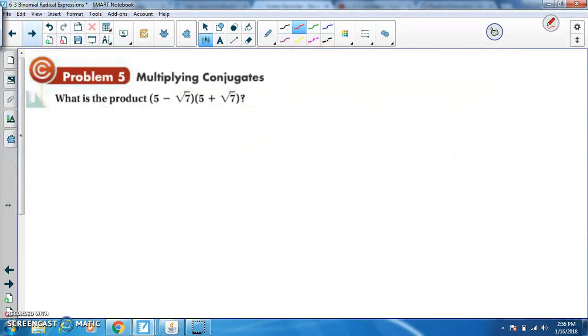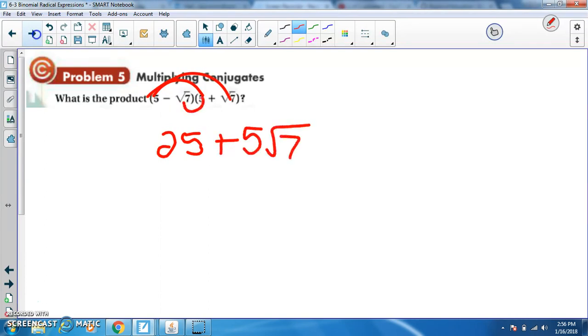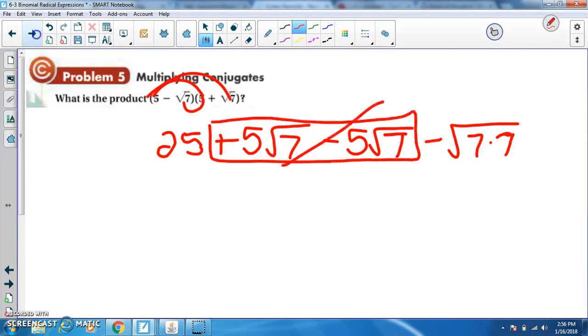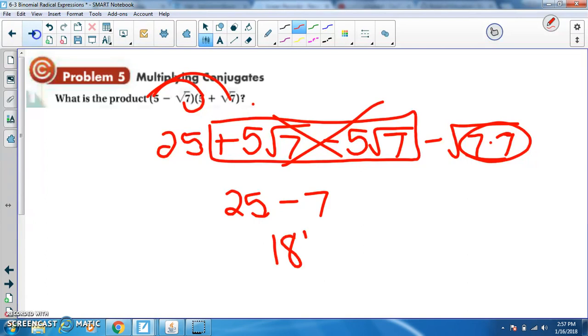Multiplying conjugates. A conjugate is when we have the opposite sign and it's going to cancel the middle term. 5 times 5 is 25. 5 times root 7 is plus 5 root 7, minus 5 root 7, minus square root of 7 times 7. These two middle terms cancel. We're left with 25 minus square root of 7 times 7, or the square root of 7 squared is 7. 25 minus 7 is 18.